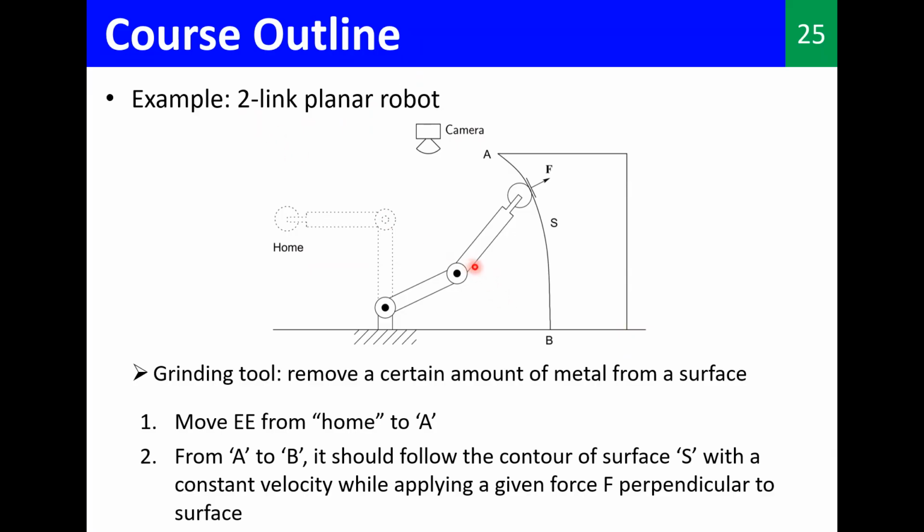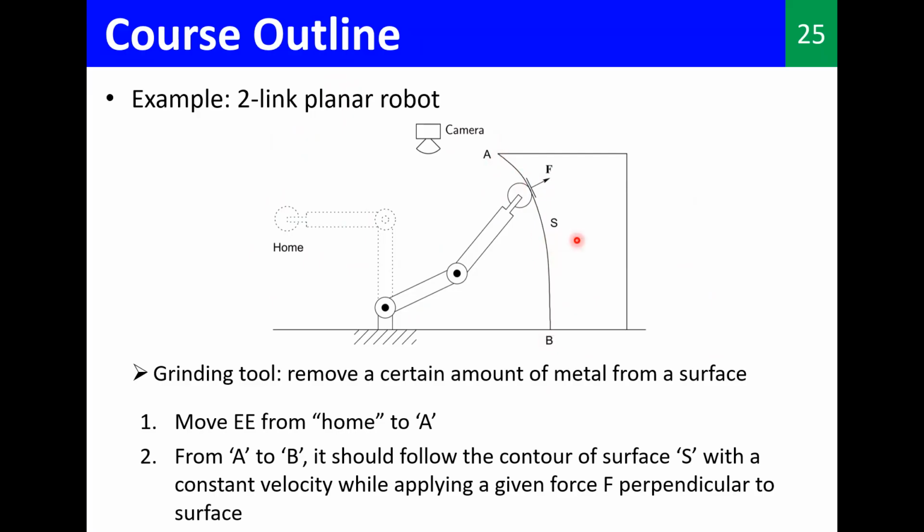Here it actually has three links, right? This and this, because we normally forget about this fixed base. And the planar means this actually moves in this particular plane. So this is just an example. Let's say we have a grinding tool, and we want to remove a certain amount of metal from this surface. It can be anything else as well.